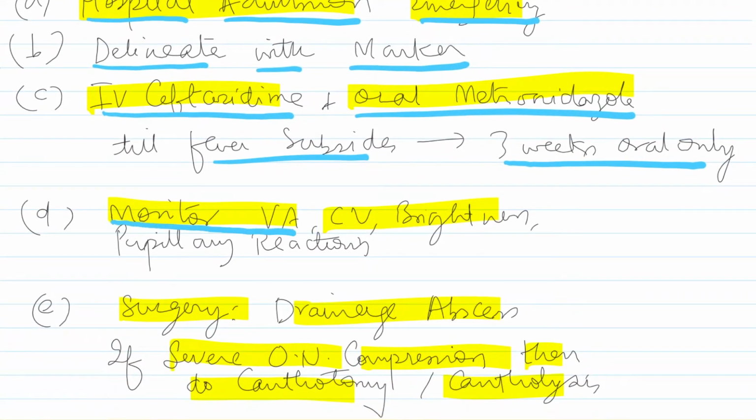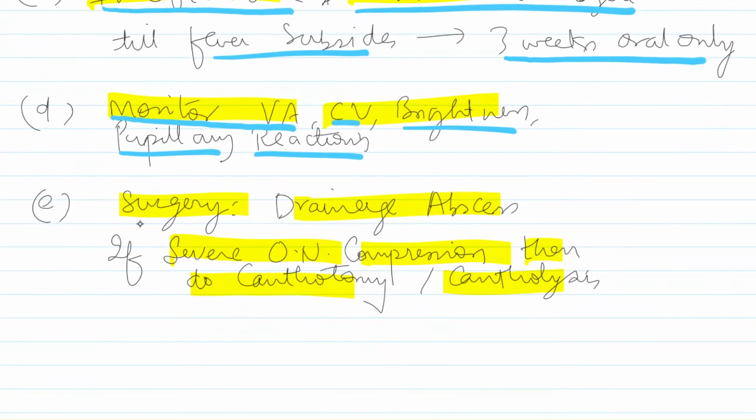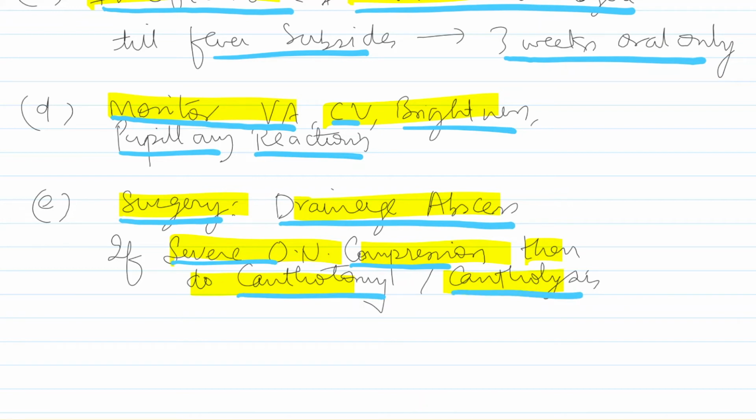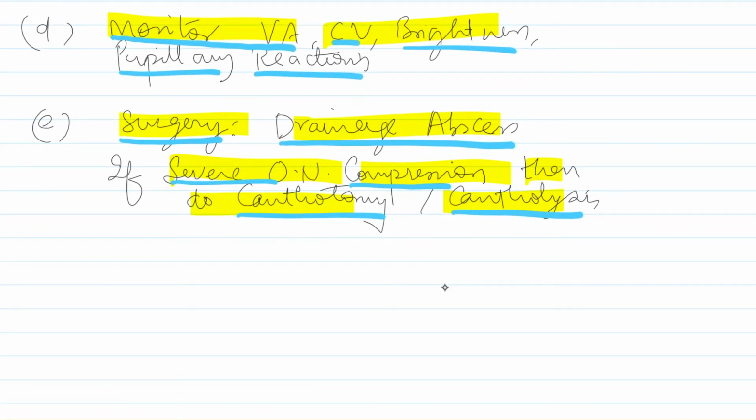Monitor visual acuity, color vision, brightness again to rule out any compressive neuropathies, and always keep checking the pupillary reactions to gauge the optic nerve, is it safe or is it at risk. Then you do a surgery, which would be an incision and drainage to drain the abscess, and if there is a severe optic nerve compression, then you can perform a canthotomy and a cantholysis, which is done by performing a decompressive procedure in the lateral canthus of the eye.